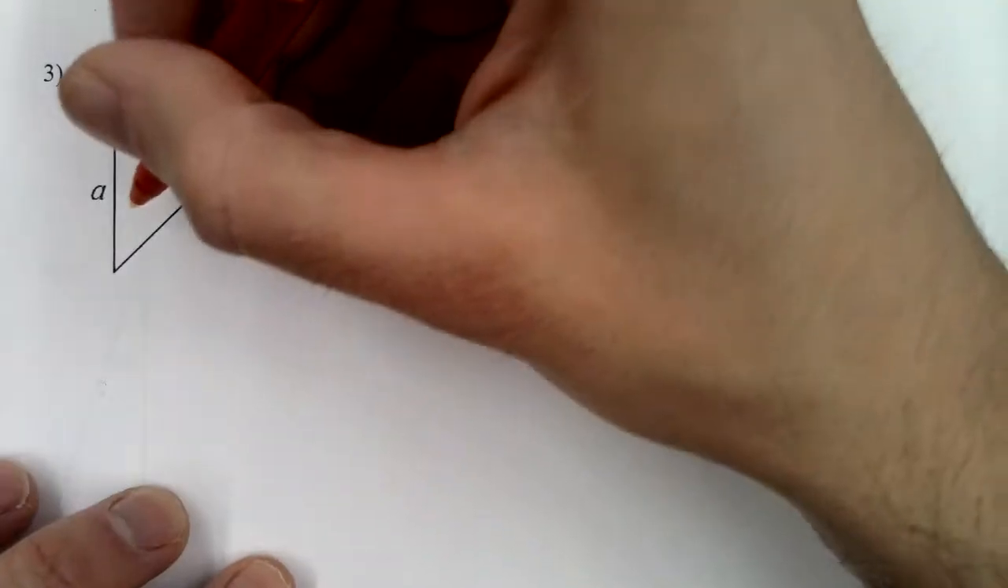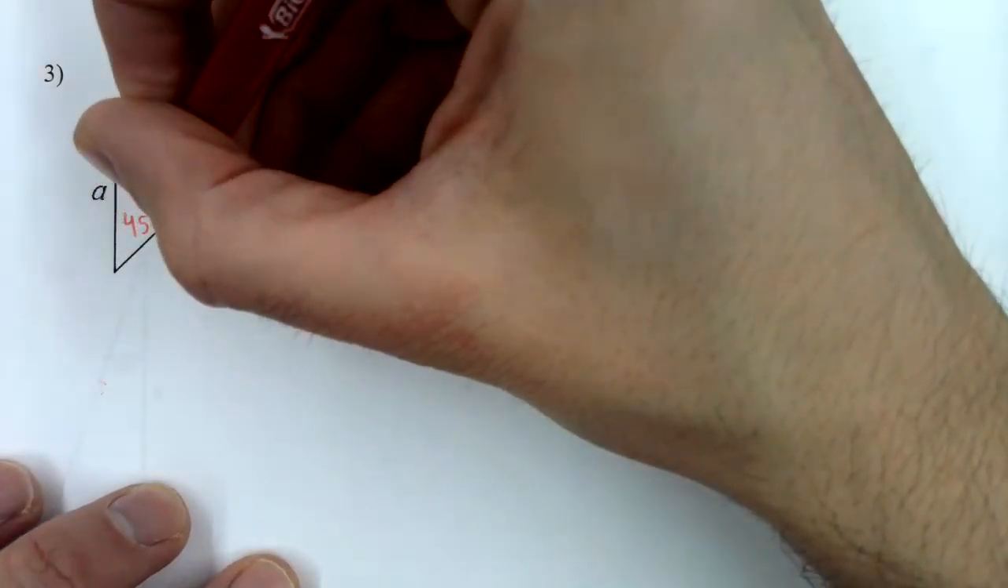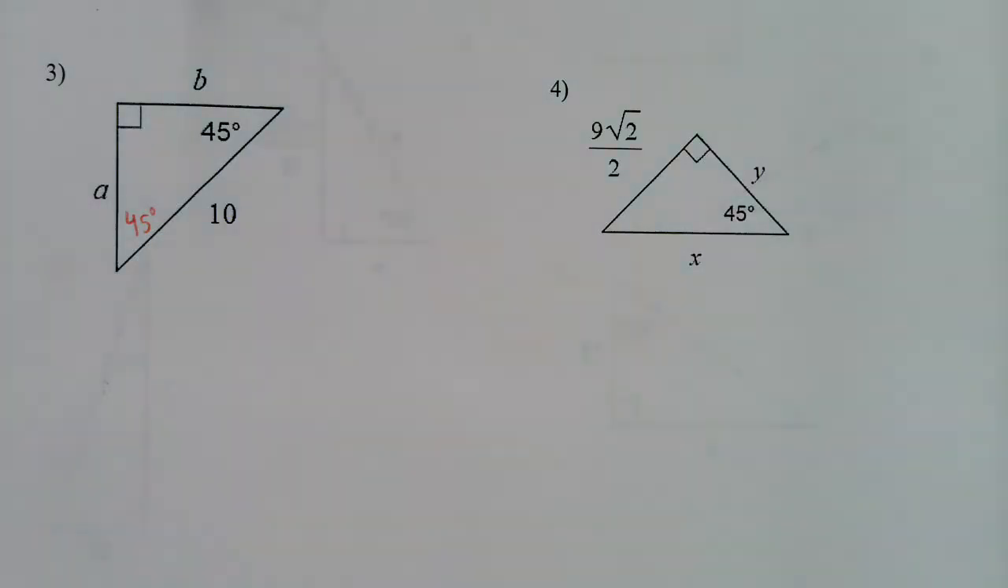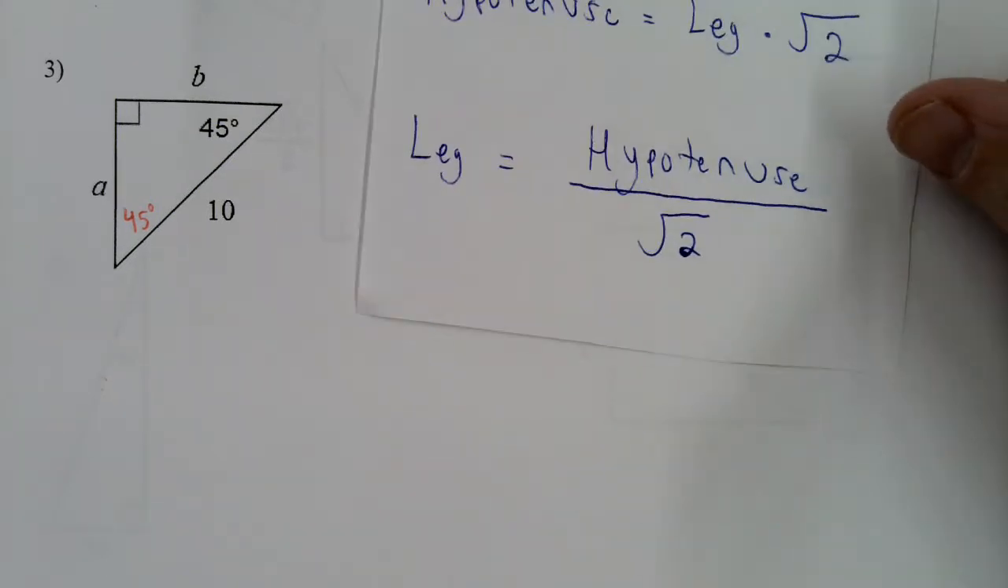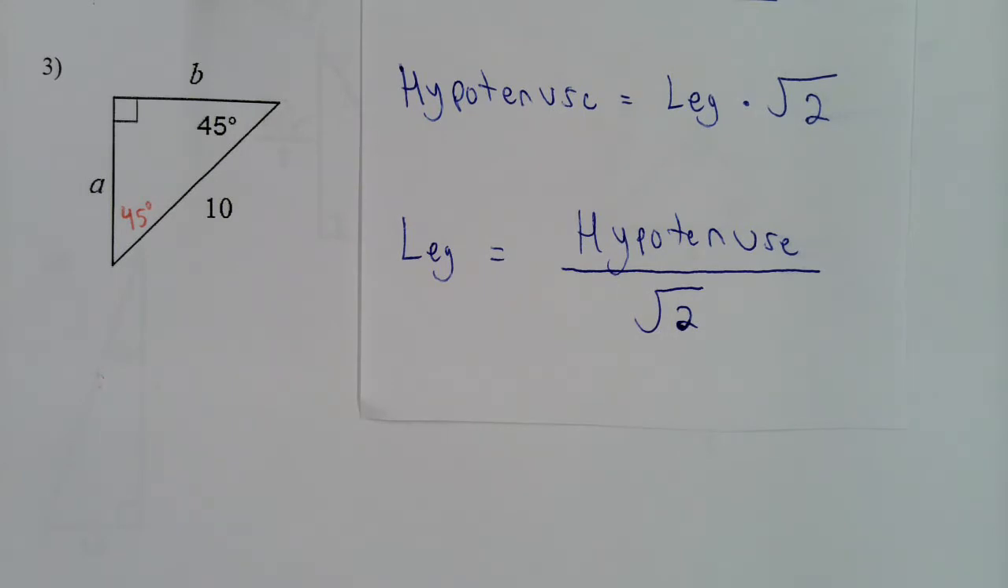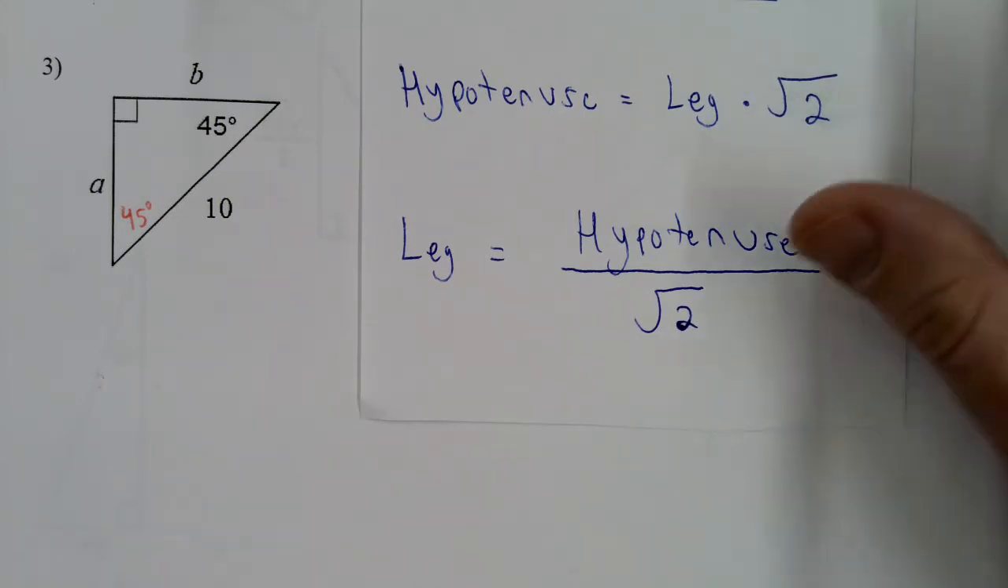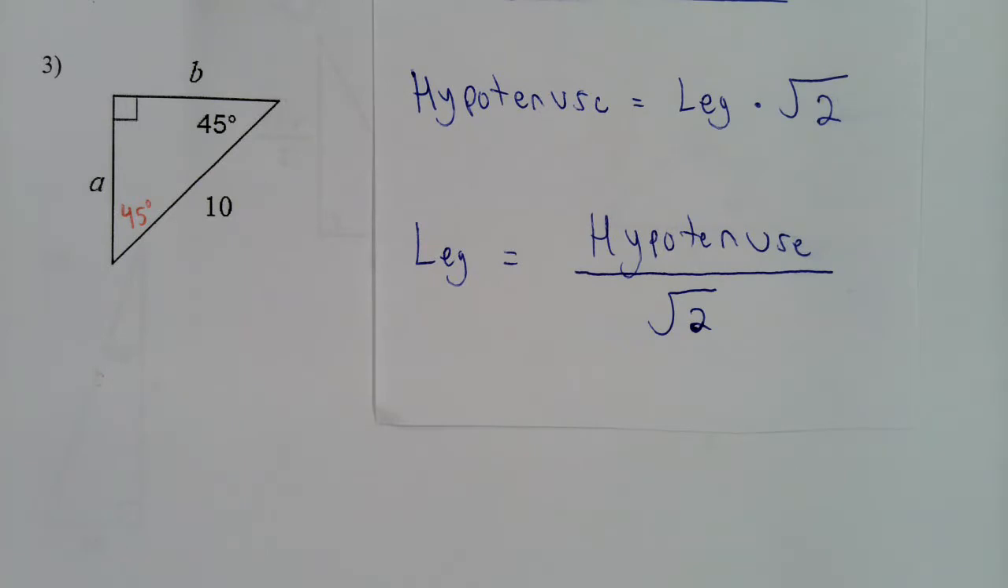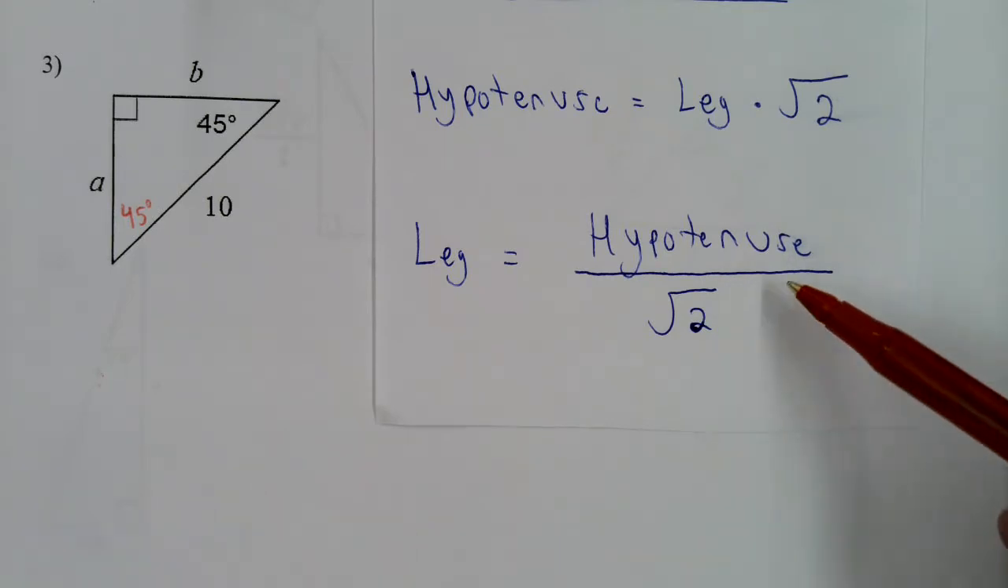Number 3, this is another 45, 45, 90 triangle. This time you want to solve for the leg because we have the hypotenuse. So we're going to use the bottom formula. Leg equals hypotenuse divided by square root of 2. So let's start with A. A and B are going to be the same thing because they're both legs in the 45, 45, 90 triangle. So let's do A equals 10 divided by the square root of 2.